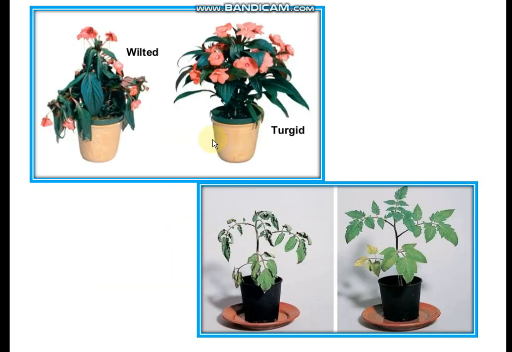And this is the significance of osmosis. You can see when there is no osmosis, there is no turgor pressure and the plant will wilt, while due to osmosis, the plant cell will remain turgid and stay normal.